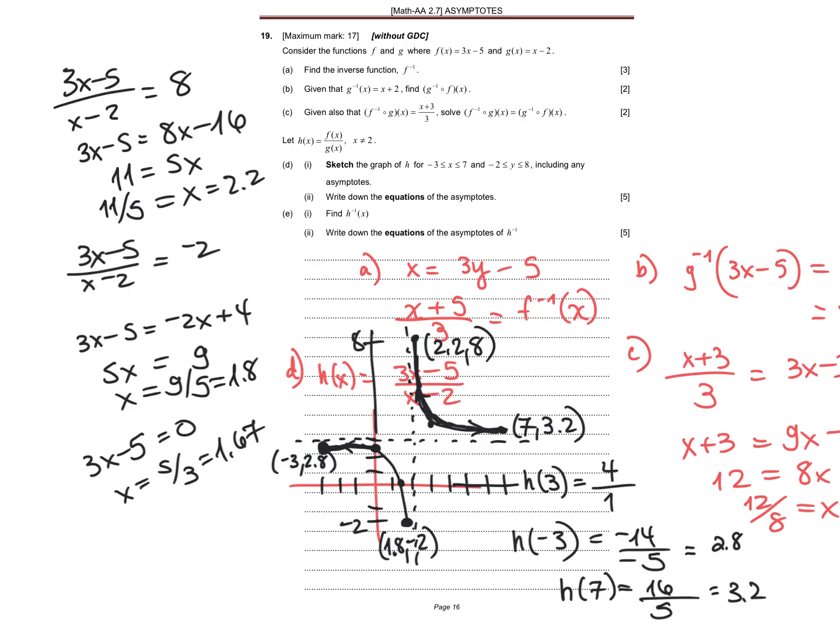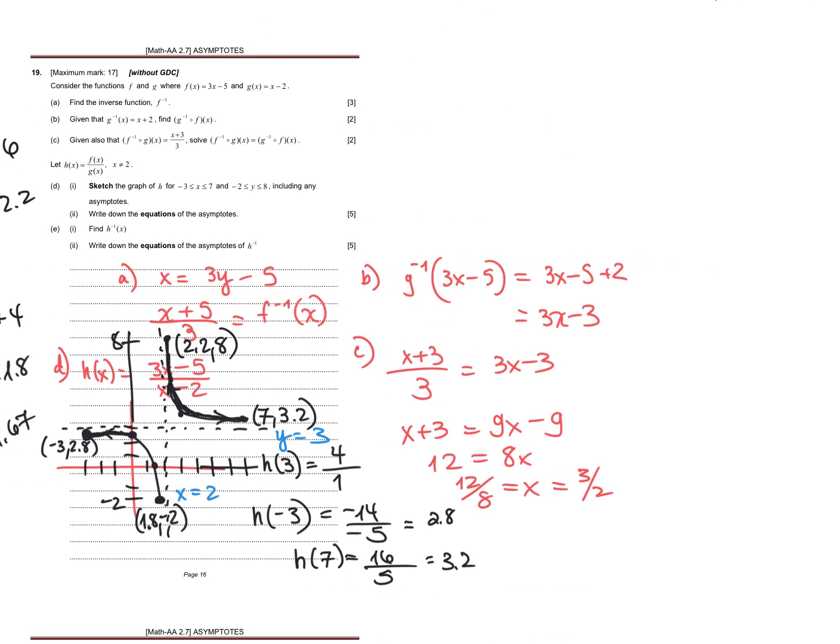All right, so then that's part (i), so we need to write down the equations of the asymptotes. So this is at x equals 2, and this is at y equals 3. Now find the inverse and the equations of those asymptotes.